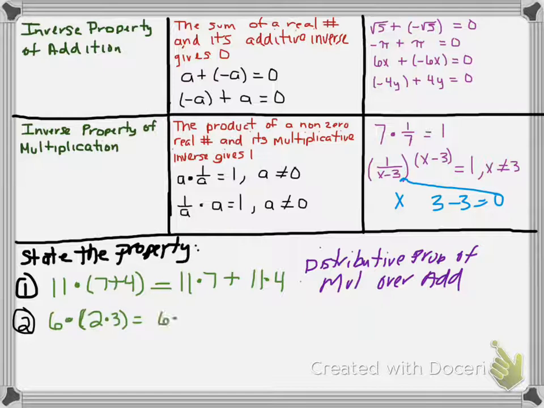Looking at this next problem, I see parentheses on both sides, and I'm thinking it might be associative. But remember, associative means you put the parentheses around different numbers. And if we look here, it's 2 and 3, and over here still 2 and 3. So it can't be associative. The other thing has nothing to do with an inverse. So it has to be commutative because we're just changing the order and it doesn't change the answer. 2 times 3 is the same thing as 3 times 2. So the answer here would be the commutative property of multiplication.